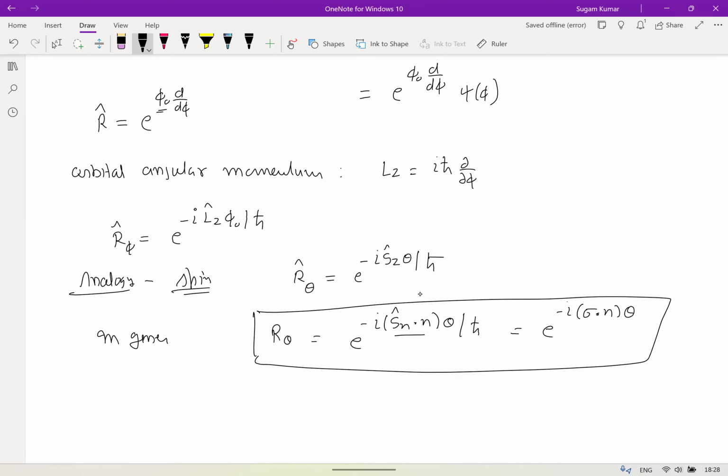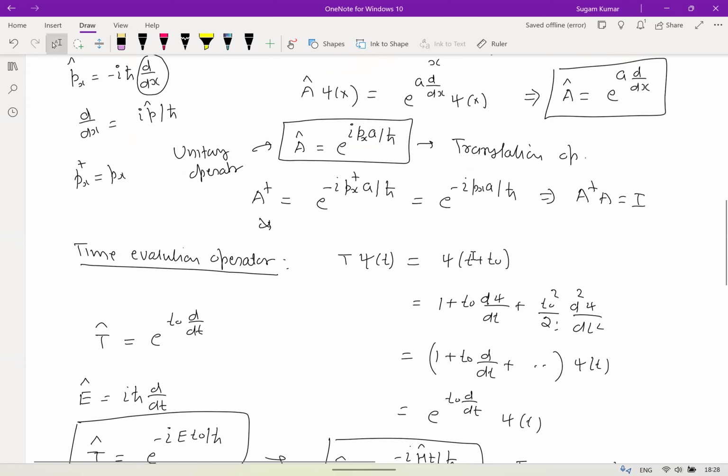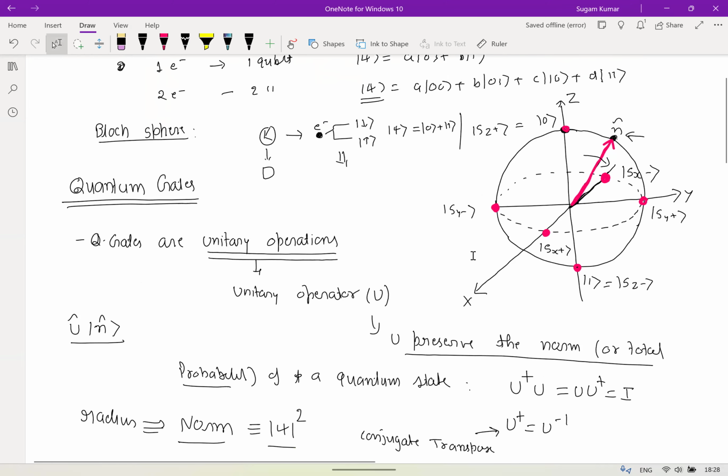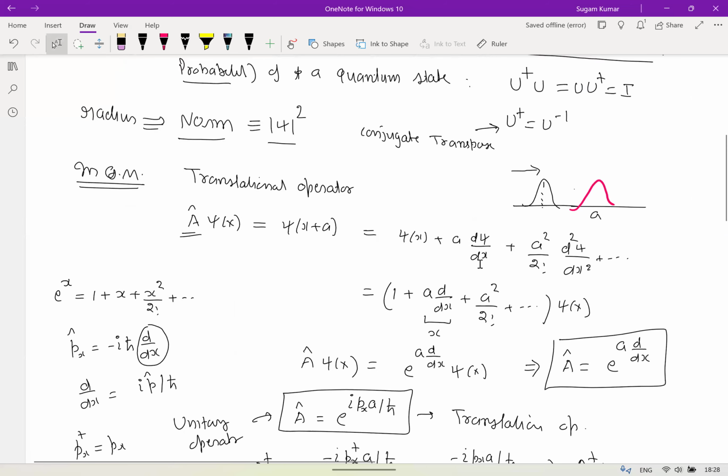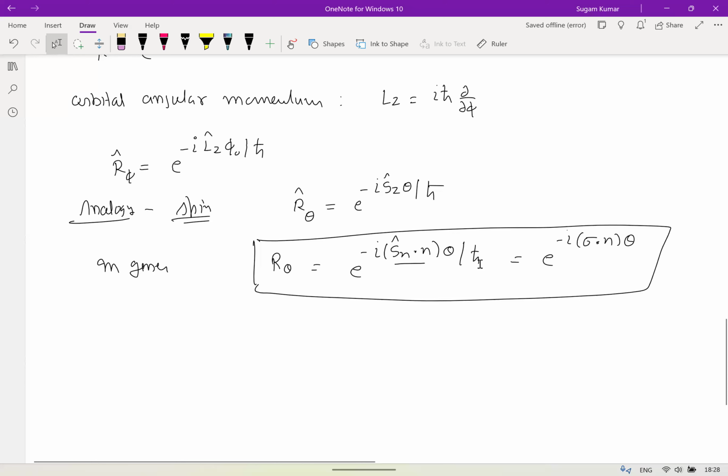So when we talk about rotation, think about our Bloch function. If you want to rotate this vector in this hyperspace, then I need this operator. Depending upon the value of theta, you will see different rotations in this case. I hope it is clear up till now.